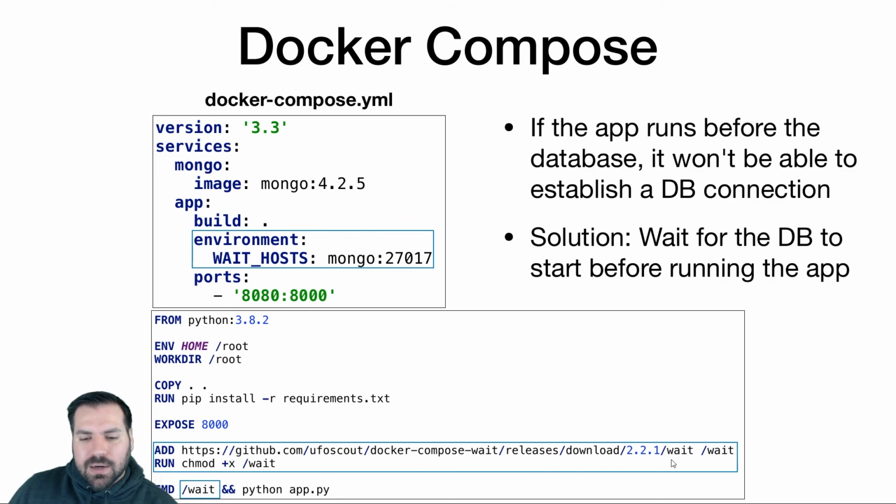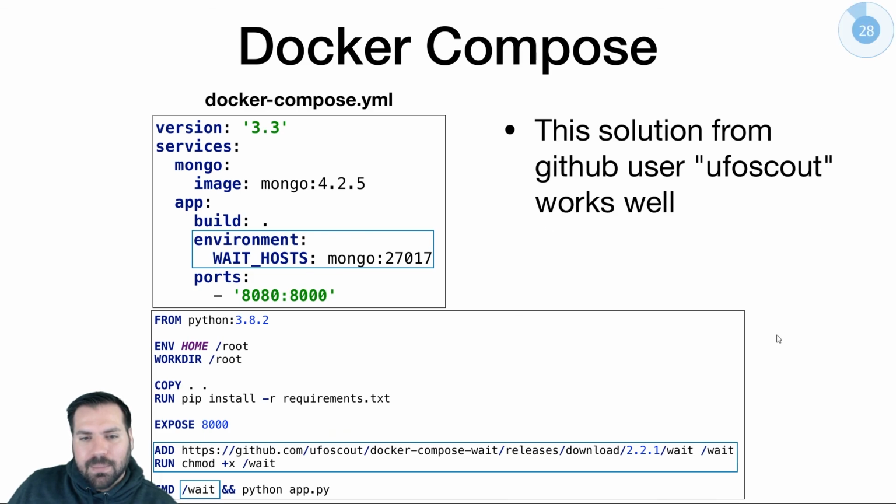So we download their code for this wait command, change the mods to make sure we can run it, and then instead of just running our app, we're going to run UFO Scout's wait command and then run our app. And this is going to read an environment variable to know what to wait on. And we're going to say wait for Mongo to be accepting TCP connections on port 27017. Once it accepts a TCP connection on 27017, then exit, and then we can run our app. So we're effectively waiting for Mongo to start up and be ready for TCP connections before starting our app.